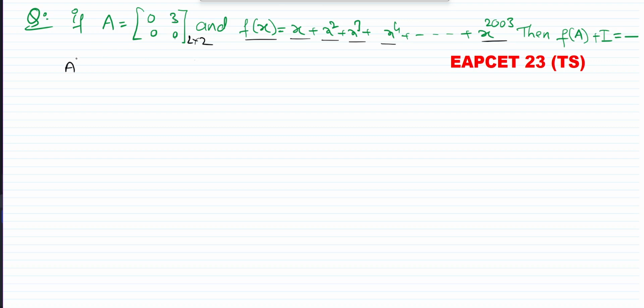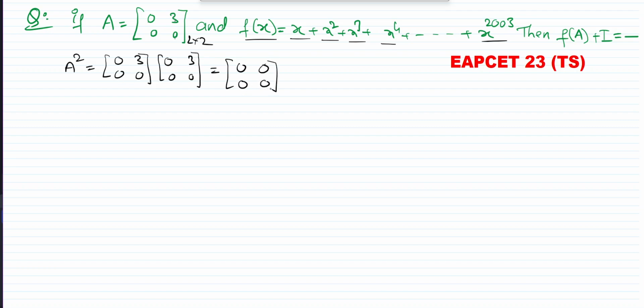Now find first A square. That is A square is 0, 3, 0, 0 into 0, 3, 0, 0. Multiplying these two, that is 0 into 0, 0 into 3, 3 into 0, this is 0, this is also 0, this is also 0. That means this is a null matrix. A square is equal to 0 from this. Now we find A cube, this A cube is also 0, and A power 4, this is also 0.